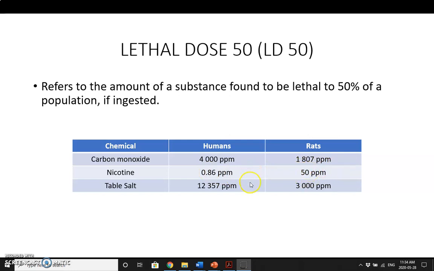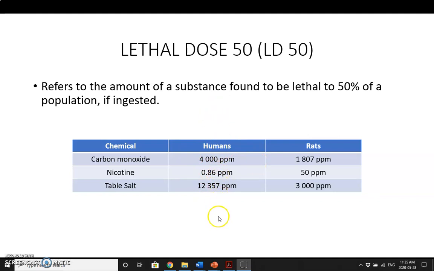And then the last one is that even substances that we take into our body on a regular basis, if you take too much of it in, it can still be lethal to you. So the LD50 for table salt is quite high in terms of its concentration, 12,357 parts per million. And for rats, it's lots less. But any dosage of a particular concentration of a particular chemical can still be lethal if you take enough of it in.